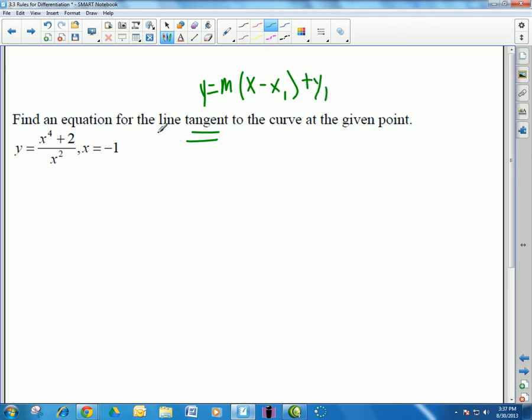First thing, though, is we need to figure out what the slope is because they give us one of the point values. They give us the x. And to figure out what the y point value, just put -1 in there. So you'd have -1 to the 4th plus 2 all over -1 quantity squared. So you'd have 1 plus 2, that's 3 over 1. So then your y value is 3. So your coordinate is -1, 3.